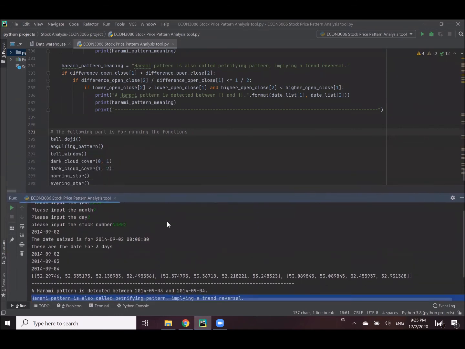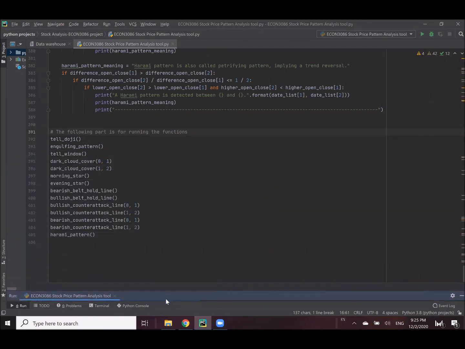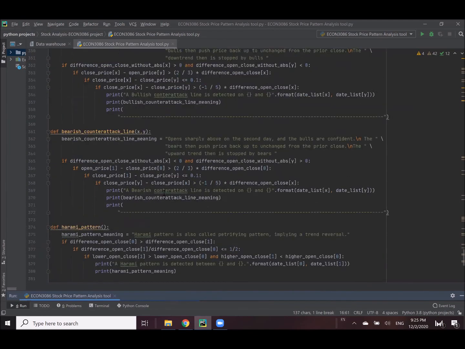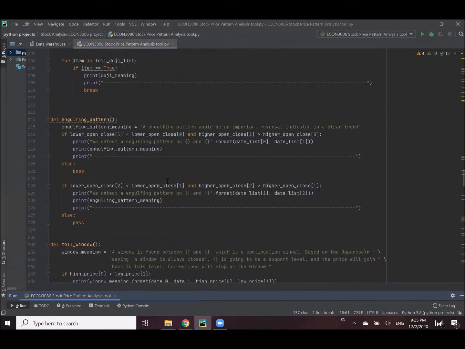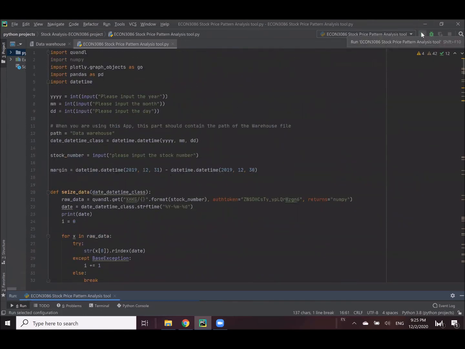And we hope with this application, you will find the amazing part of the Japanese candlestick charting technique, and you'll like to learn it more by yourself and try it more with our program. Thank you. That's all for our demonstration. Thank you.